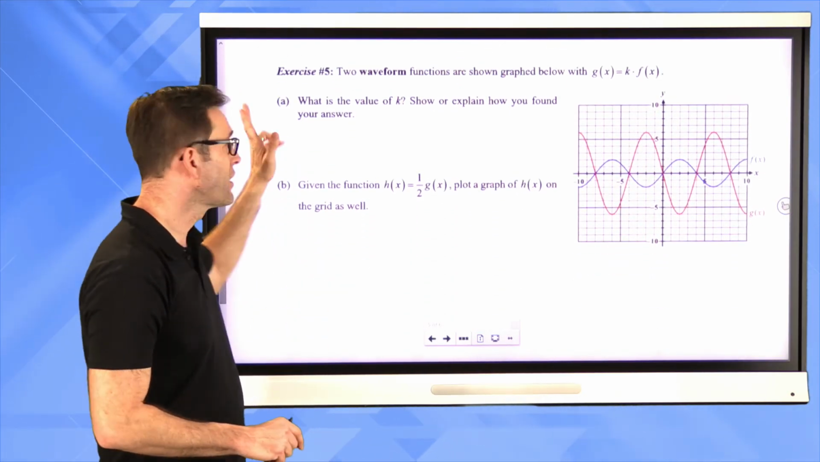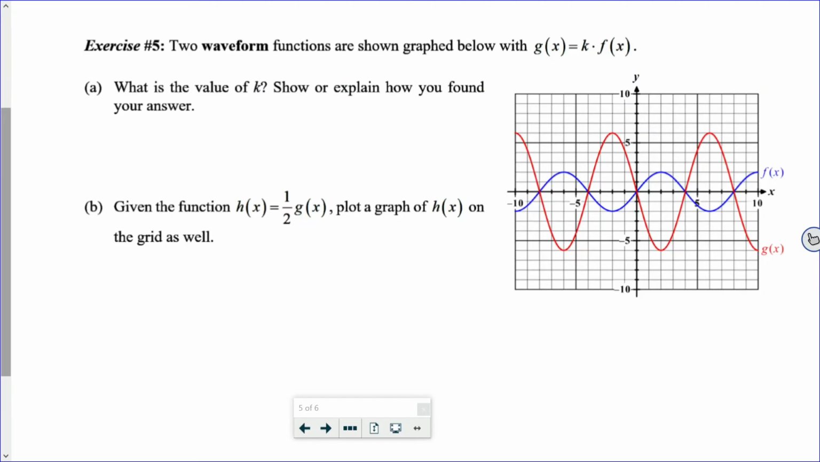So let's take a look at exercise number 5. Two waveform functions are shown graphed below with g of x, that's the one in red, equal to k times f of x. f of x is the one in blue. What is the value of k? Show or explain how you found your answer.